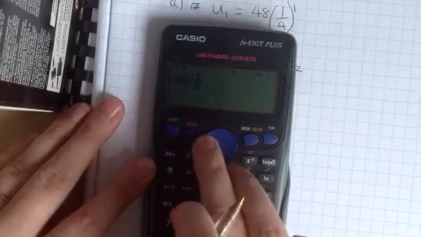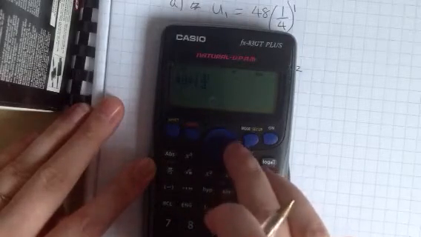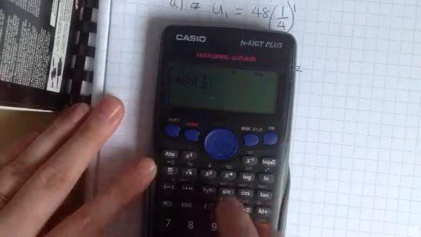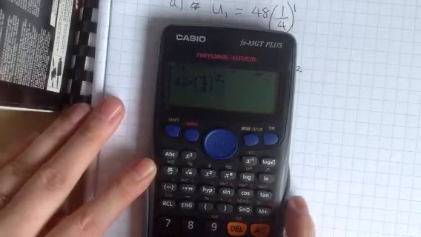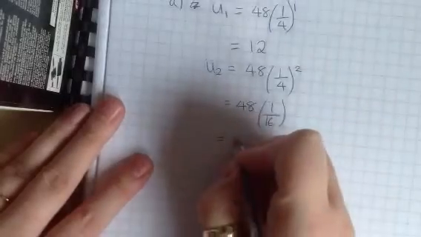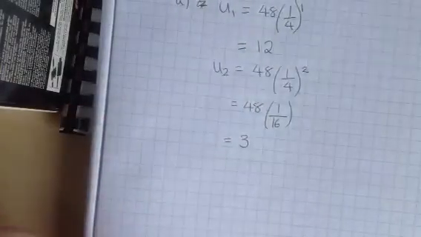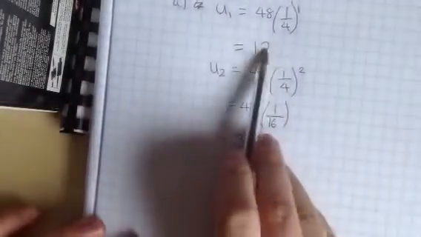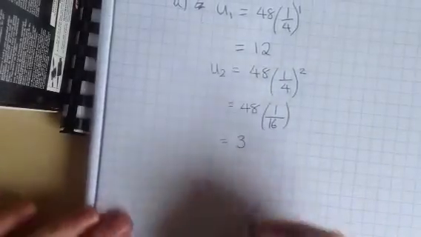So if you replay it and put a bracket in there, just so that you know how to do it on your calculator, and square that. So it's 48 times a quarter squared, and you get 3. But you should know that 48 divided by 16 is 3. So our first term is 12 and our second term is 3.